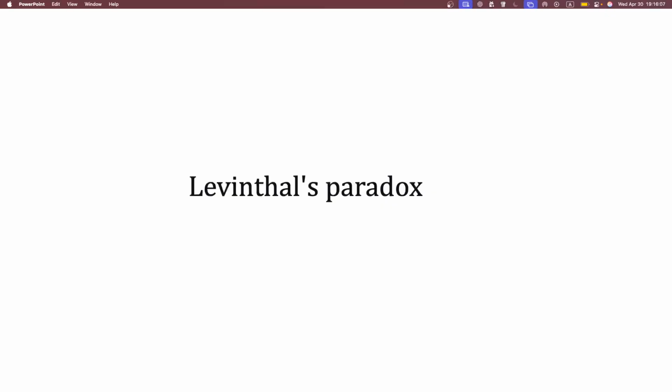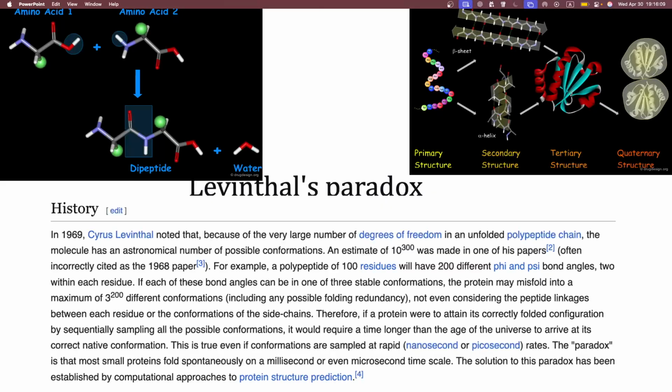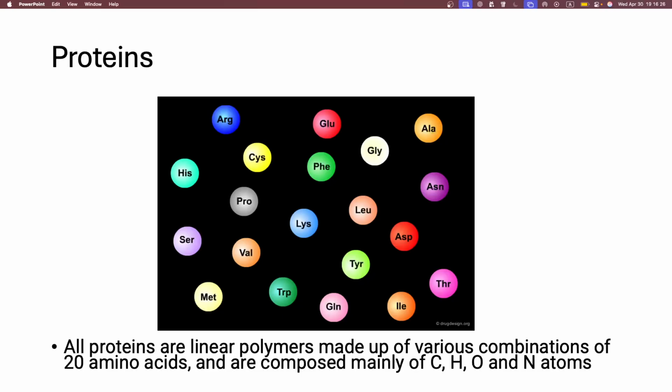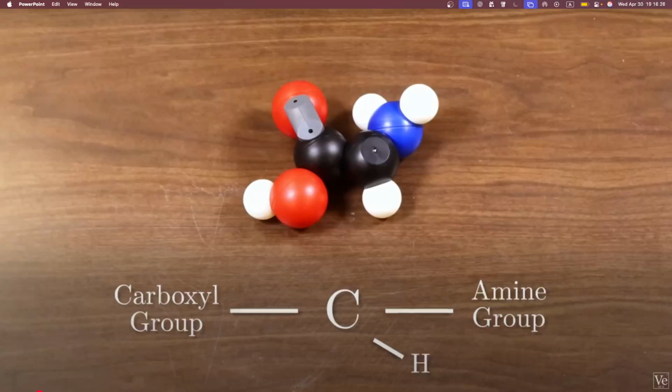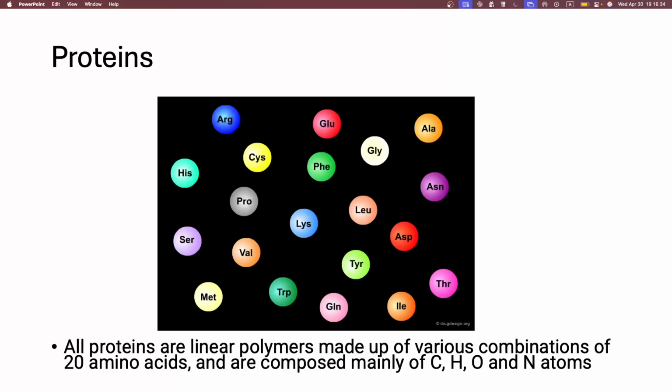Levinthal's paradox. Basically, the concept is that there is a very large degree of freedom within our polypeptide chain. You can think of a peptide as basically a protein structure that will build out to the entire protein. But peptides, I believe, are the parts that are free to move.